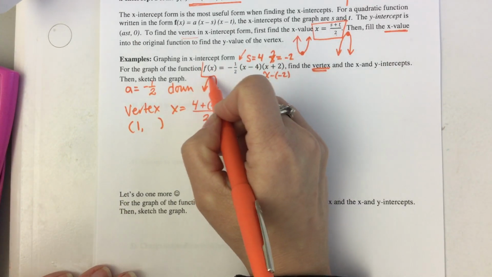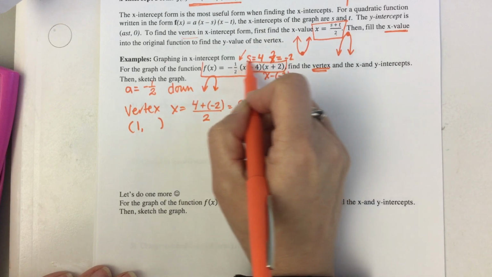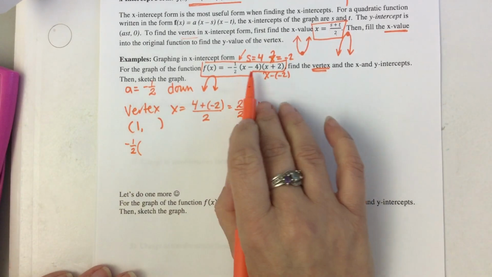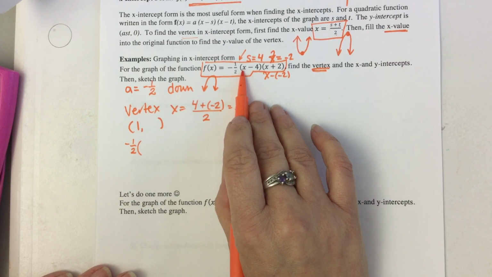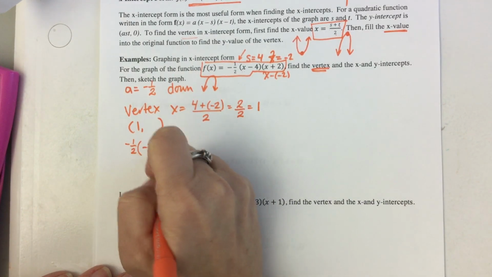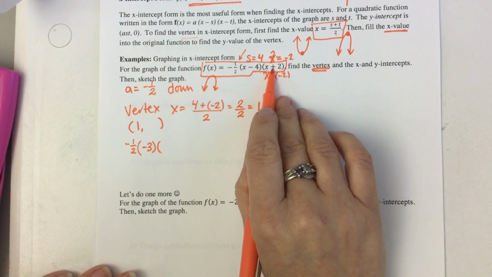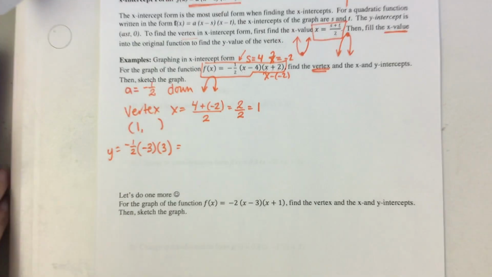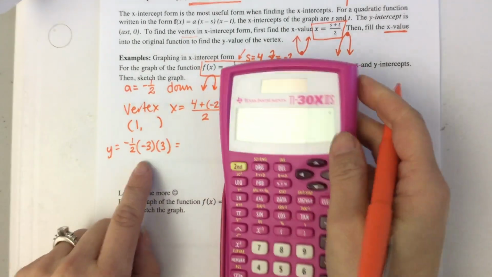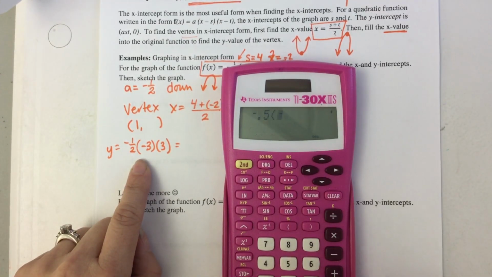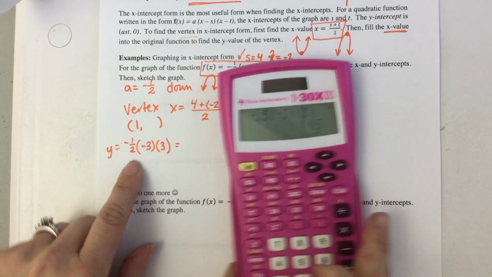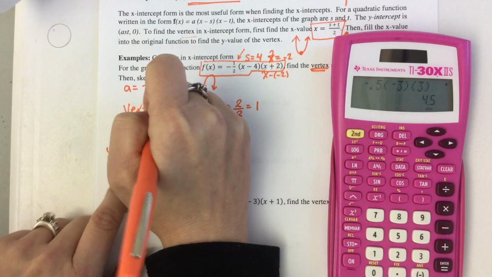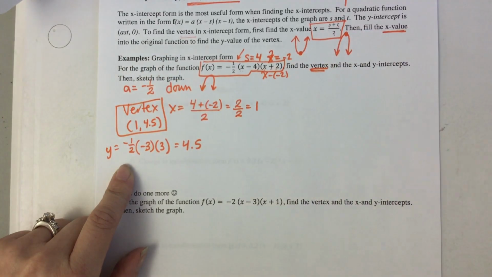To find the y value, you go ahead and plug the x value back in. So I have -1/2 times, if I plug a 1 in, 1 minus 4 is -3. If I plug a 1 in, 1 plus 2 is 3. So when I go ahead and calculate this, that's what y is going to be. So I have -1/2 times -3 times +3. That is 4.5. So I have a vertex at (1, 4.5).